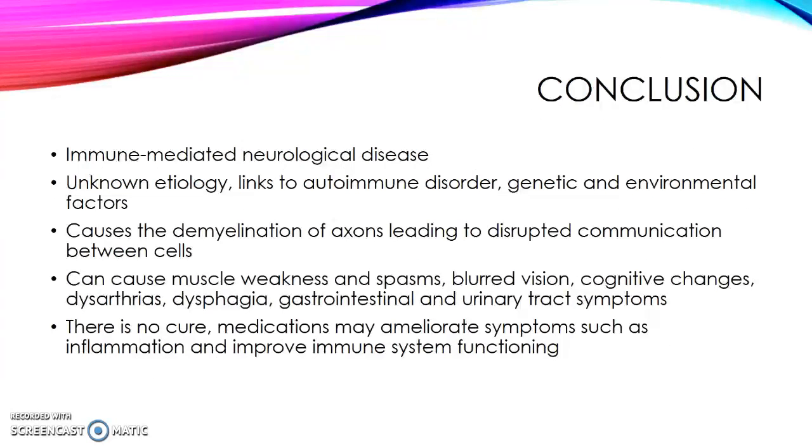In conclusion, multiple sclerosis is an immune-mediated neurological disease. It has an unknown etiology, although there are links to autoimmune disorder, genetic and environmental factors. It causes the demyelination of axons, leading to disrupted communication between cells. This can cause muscle weakness and spasms, blurred vision, cognitive changes, dysarthrias, dysphagia, gastrointestinal and urinary tract symptoms.